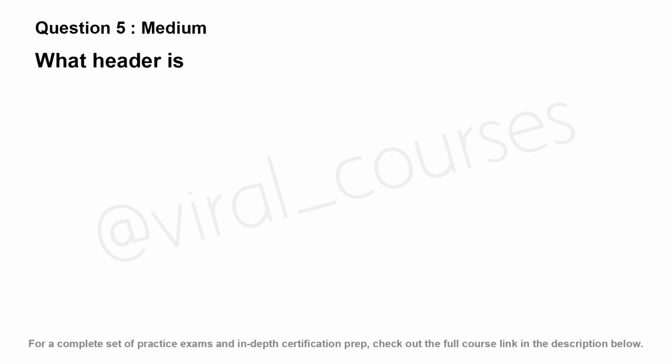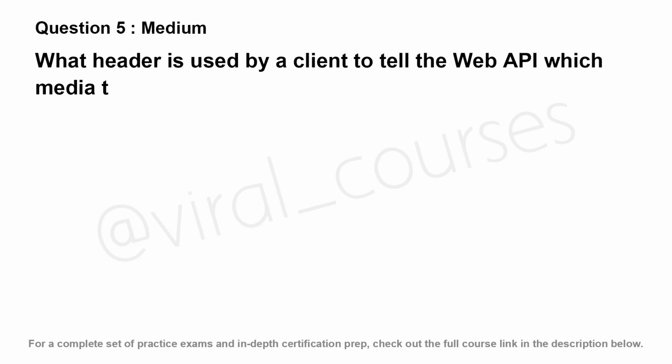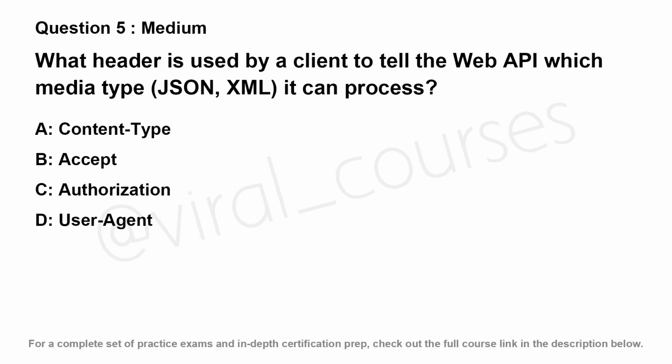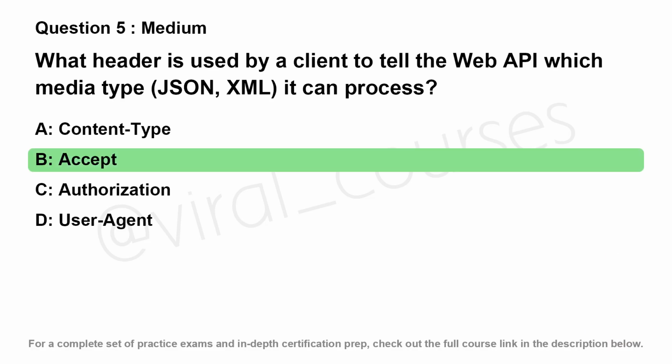What header is used by a client to tell the Web API which media type, JSON or XML, it can process? Option A, Content-Type. Option B, Accept. Option C, Authorization. Option D, User-Agent. The correct answer is B.